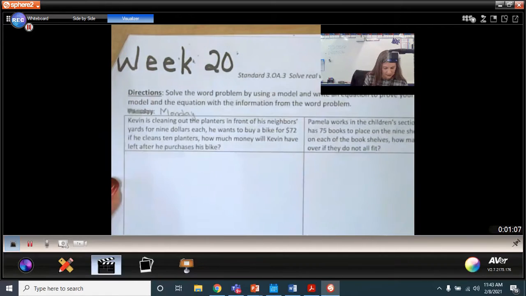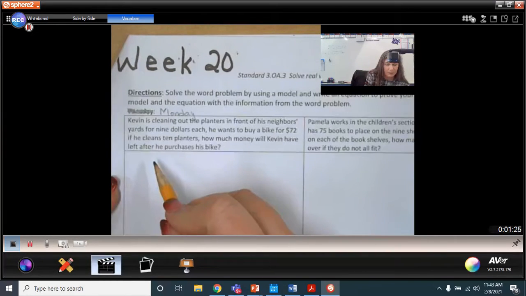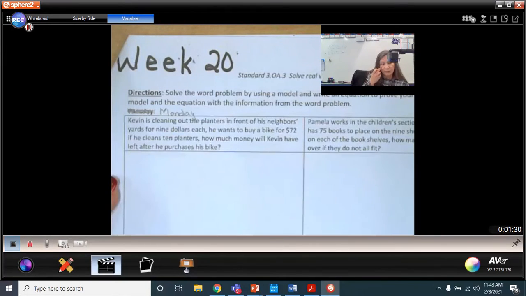It says Kevin is cleaning out the planters in front of his neighbors' yards for $9 each. So this guy has a little side job. He's cleaning out planters. A planter is a small place where people usually plant their flowers or some plants. Some people have them in front of their homes, or sometimes in their backyards. It's just a nice little area for flowers that they plant. They call it a planter.